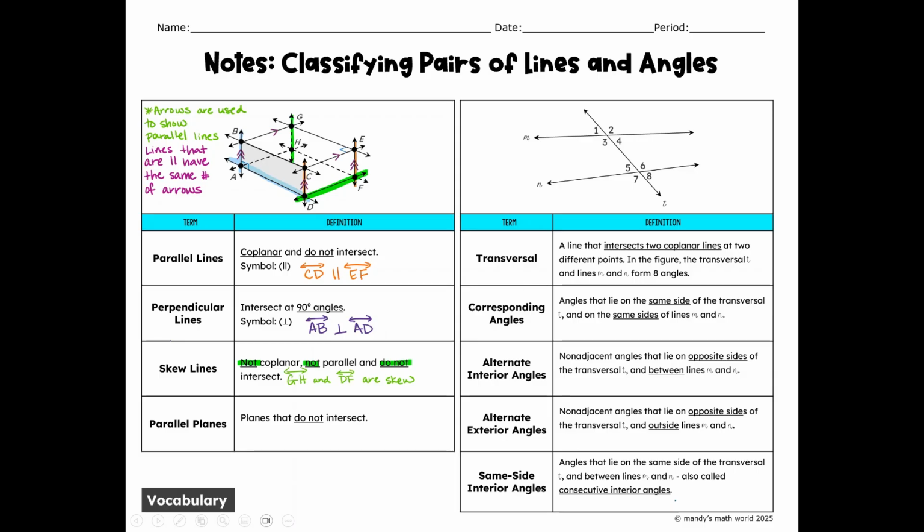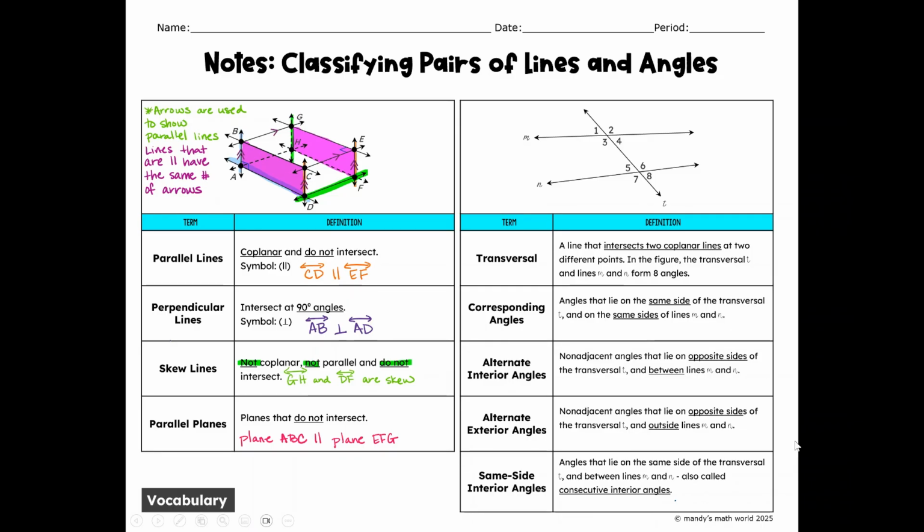Now let's look at parallel planes. Parallel planes are planes that do not intersect. So an example of that would be plane ABC is parallel to plane EFG. And remember, when I'm naming a plane, I just need 3 points on the plane and they can be written in any order. So this plane up here, ABC, I could have called it ACB or CDA. I just need 3 points to name that plane.